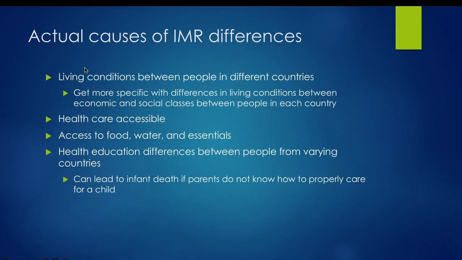Next, access to essential living items such as food, water, or milk for the baby also plays a big part. Finally, health education differences between people from varying countries can lead to infant death since some parents may not know how to properly care for a child, leading to its eventual death. Hopefully in our future, these infant mortality rates will decrease by teaching people about health, having healthcare facilities available wherever they are scarce, and making sure that everyone has something to eat, drink, and a clean place to live.